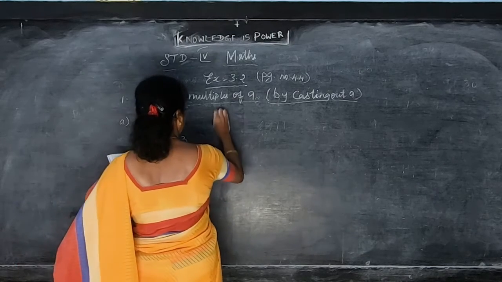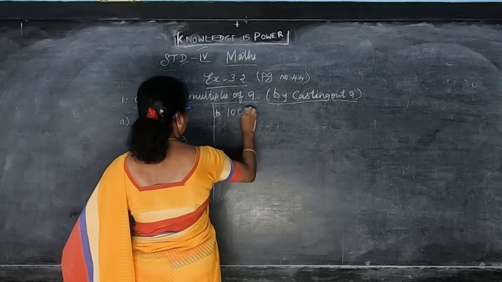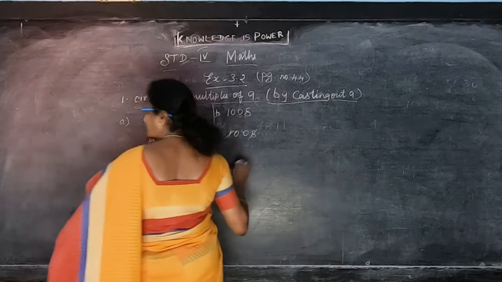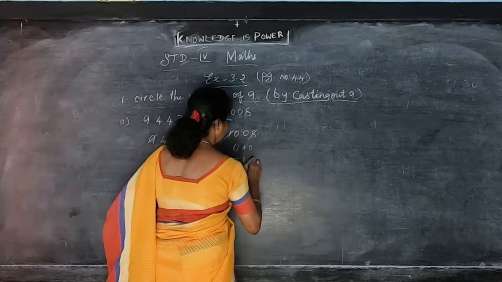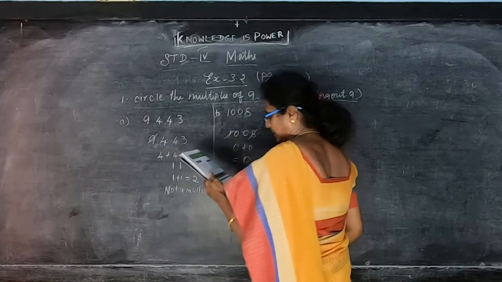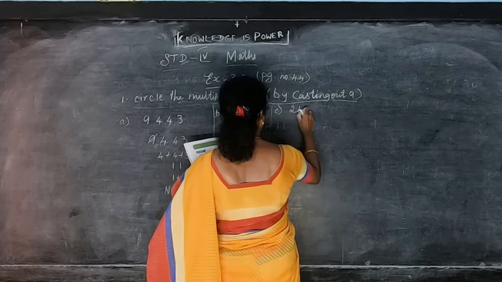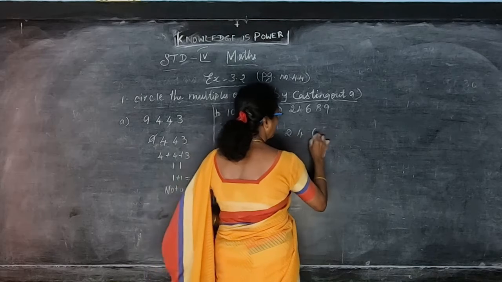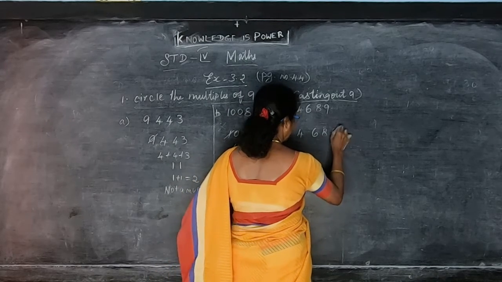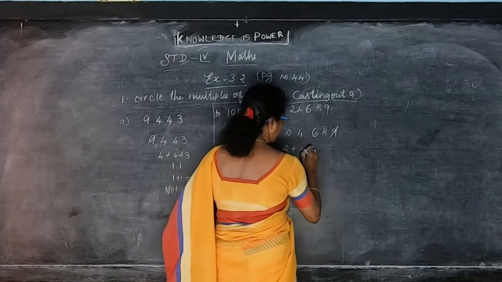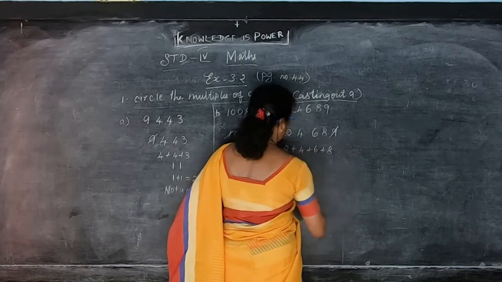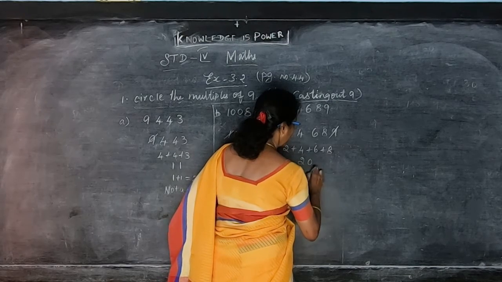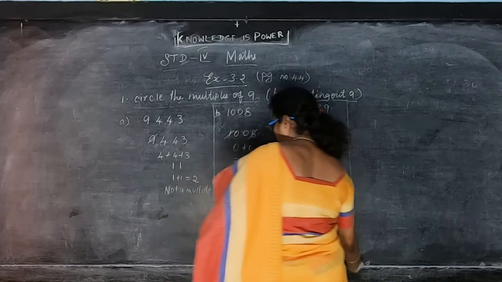Now second one, B sum: 1 0 0 8. In 1 0 0 8, when you put 8 and 1 together, 9 comes. Then 0 plus 0 is equal to 0. Then C sum: 2 4 6 8 9. So I take it out and write 2 4 6 8 9. Strike off the 9, remaining 2 plus 4 plus 6 plus 8. So 4 plus 2 is 6, 6 plus 6 is 12, 12 plus 8 is 20. So 2 plus 0 is equal to 2. It's not a multiple.